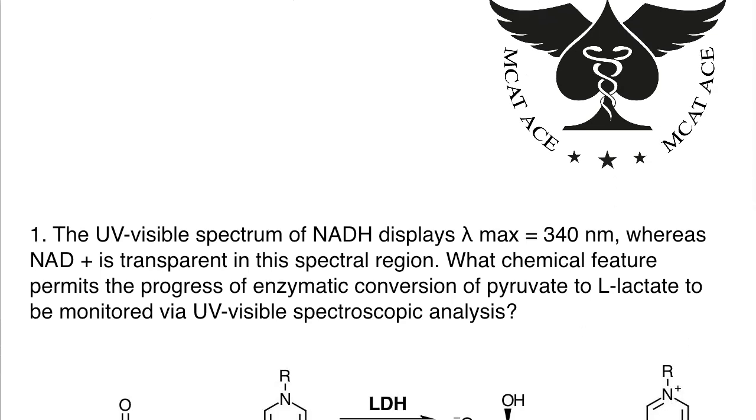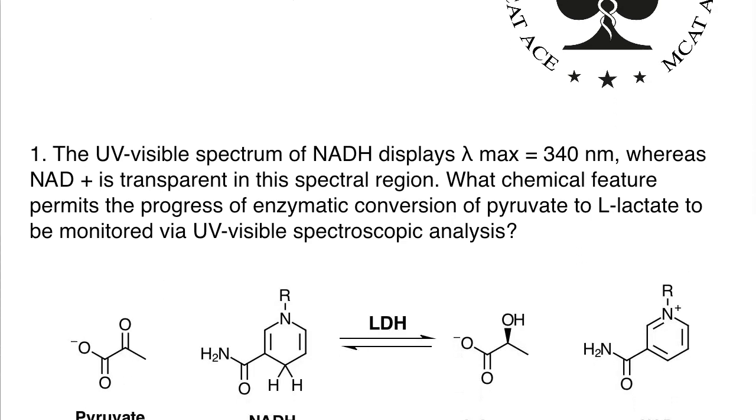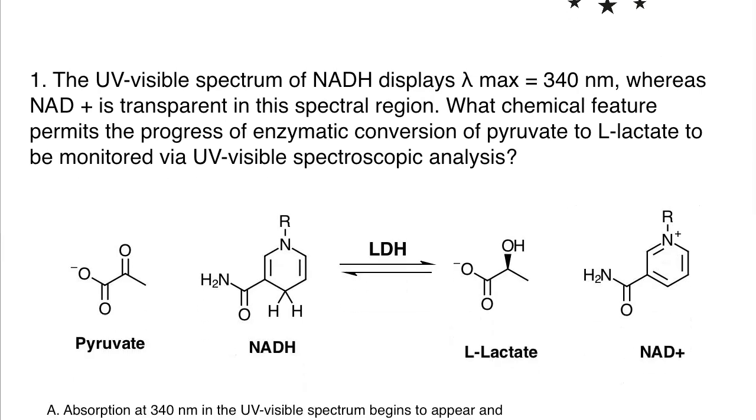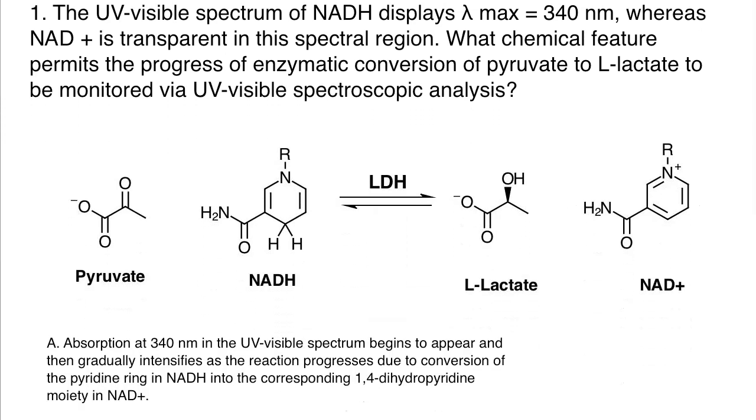So number 1, the UV visible spectrum of NADH displays a lambda max at 340 nanometers, whereas NAD+ is transparent in this spectral region. What chemical feature permits the progress of enzymatic conversion of pyruvate to L-lactate to be monitored via UV visible spectroscopy analysis? All right, so what I have here is the outline general reaction. You can see the pyruvate with the NADH, and then you can see the resulting L-lactate and the NAD+.